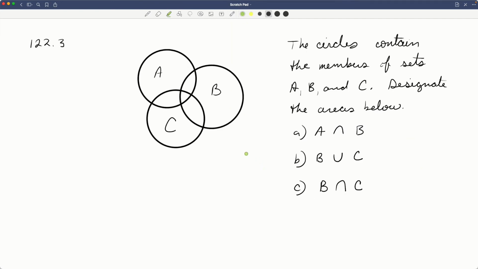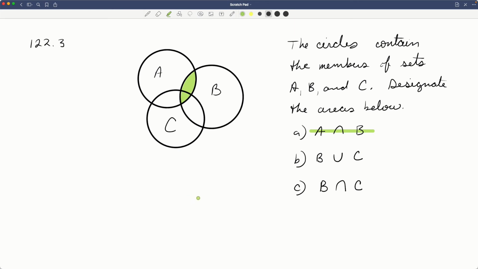All right, in this problem, it gives us a Venn diagram. And it tells us the circles contain the members of sets A here, B here, and C here. And it wants us to designate the areas below. So I'm going to do that with color. This is going to be the intersection of A and B. I'm going to do that in this green color here, where A and B intersect, right where these two circles overlap. So that's the intersection of A and B.